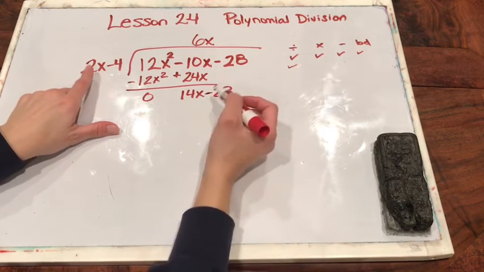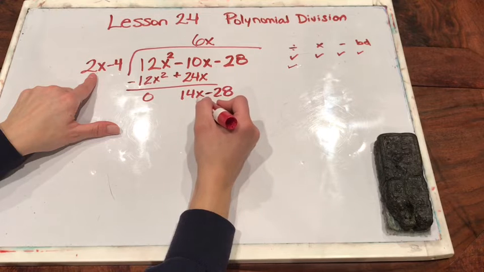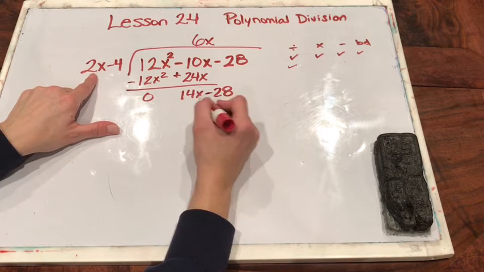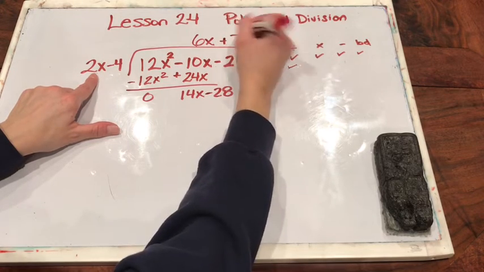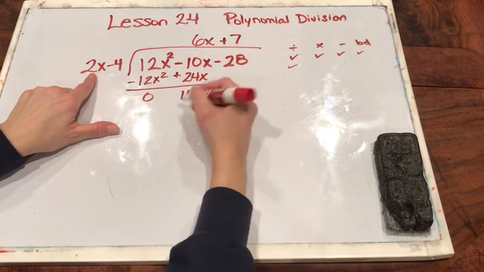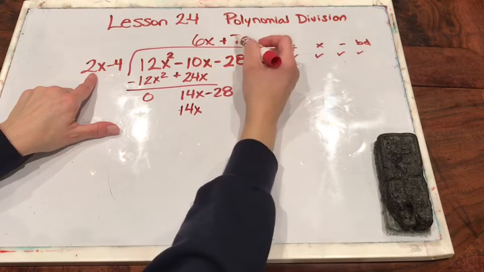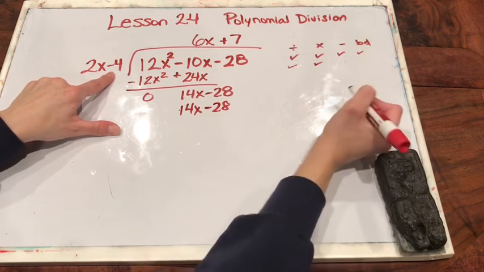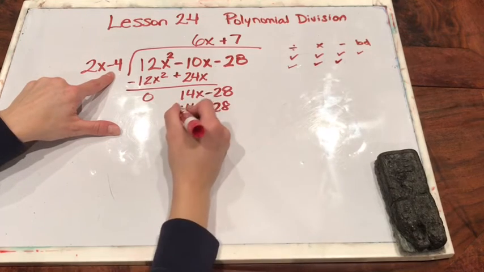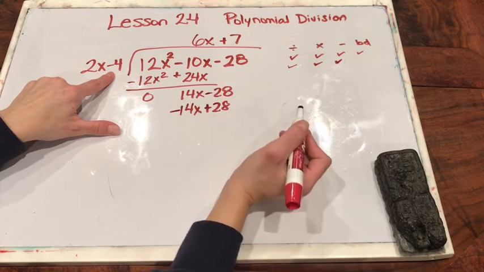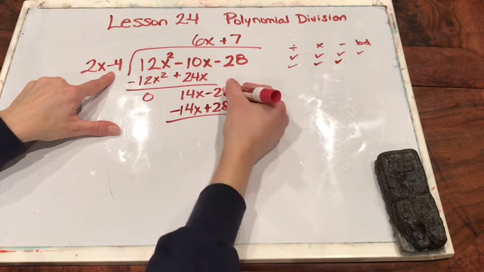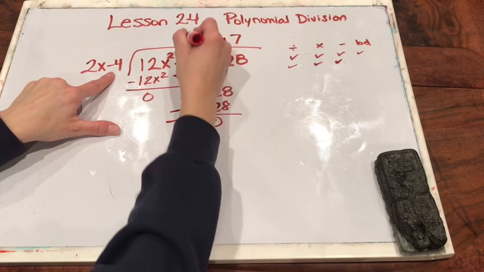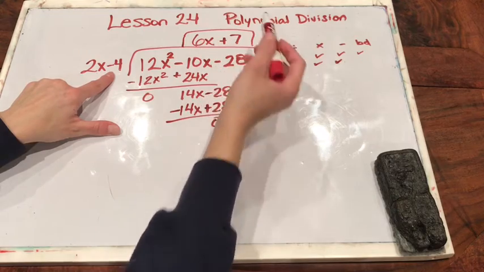I'm dividing. How many times does 2x go into 14x? Well, the x's are the same, so I just need to multiply this one by 7 to get 14x. So 7 times 2x is 14x. 7 times negative 4 is negative 28. So then I've multiplied. In my subtraction, I just change all the signs all the way across. When I subtract, I get 0. So this one I'm finished. The answer is 6x plus 7.